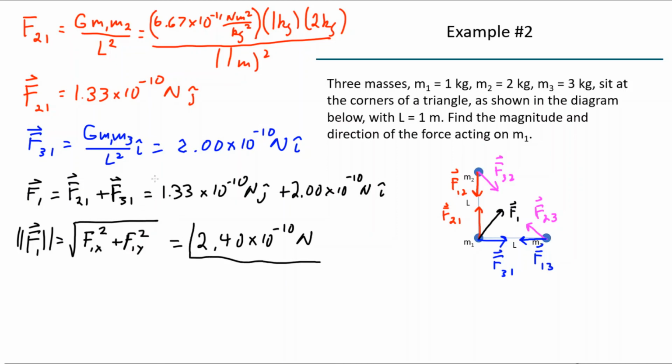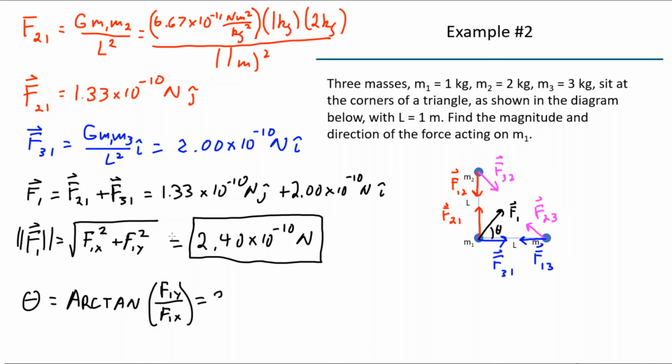So that's my magnitude. And my direction, I can find, well, this is the angle, let's say it makes with the horizontal direction. It is the inverse tangent of F1y over F1x, which equals 33.6 degrees. Okay, so that's how you handle a situation like this with multiple masses. We say that the gravitational force obeys the principle of linear superposition, which just means that the force from different masses add as vectors, just like any other force would.